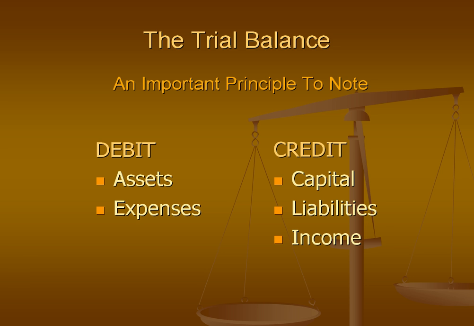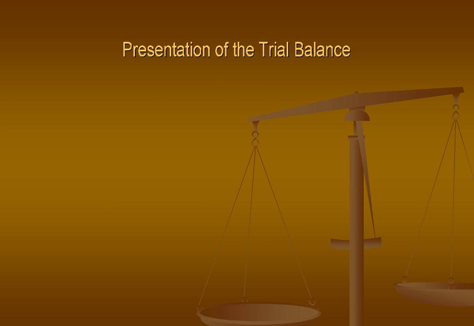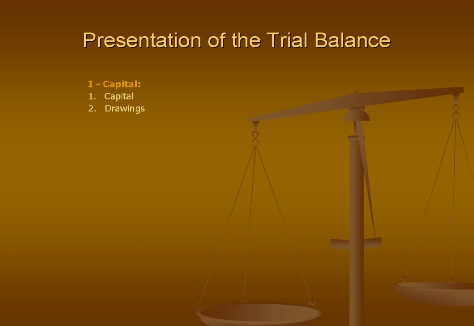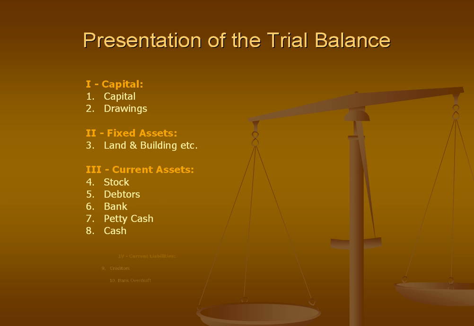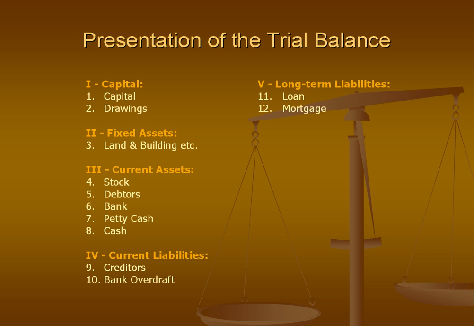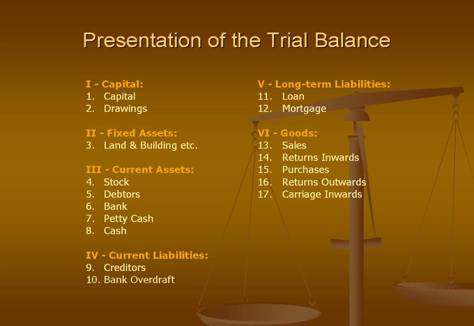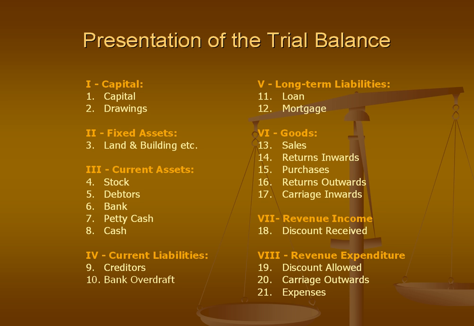When extracting a trial balance, students tend to leave out 2 or more accounts in error. To prevent this problem, it is a good practice to follow this suggested presentation of the trial balance. You can start with the capital, fixed assets, current assets, followed by current liabilities, long-term liabilities, goods accounts, revenue income accounts, and revenue expenditure accounts.